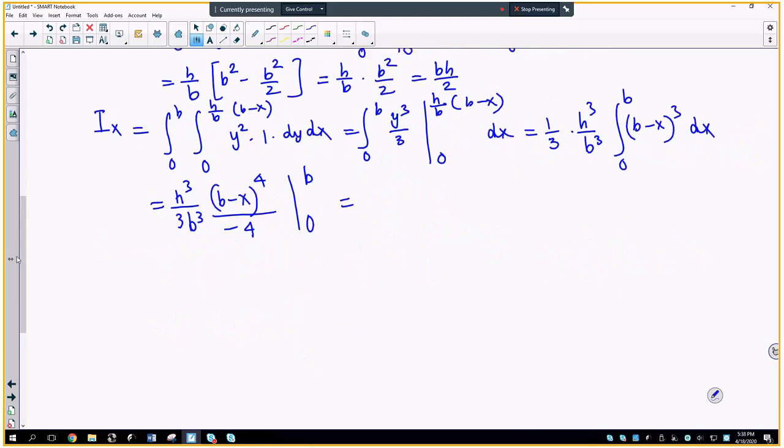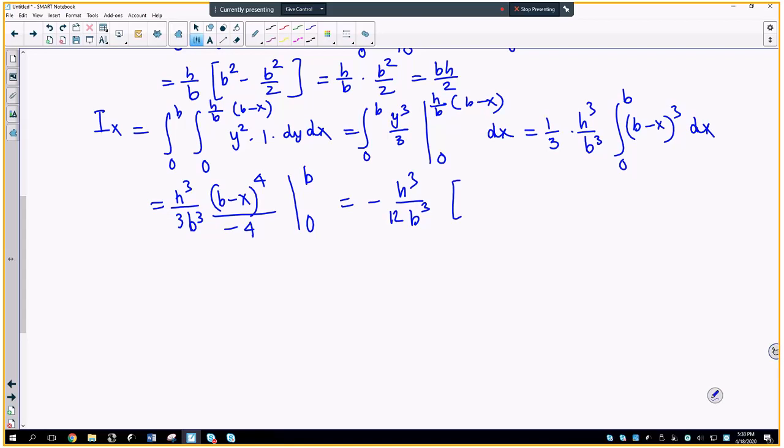So when I put in x equal to b, I get 0. So I can first call it h cubed over 3b cubed. And if you multiply 3 and 4, I can make it even better looking as 12b cubed. So let's go ahead and do that.